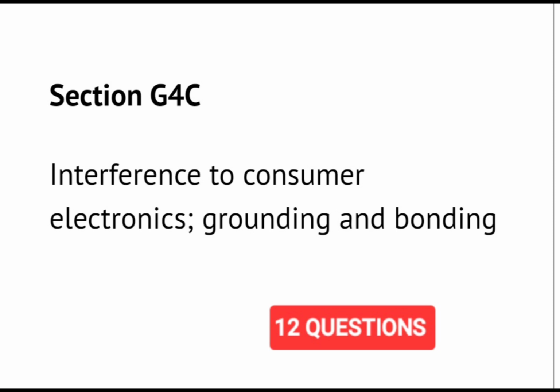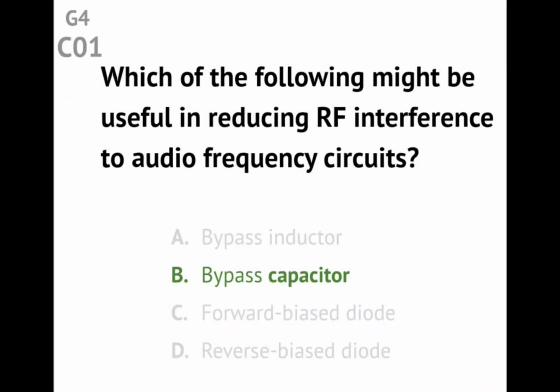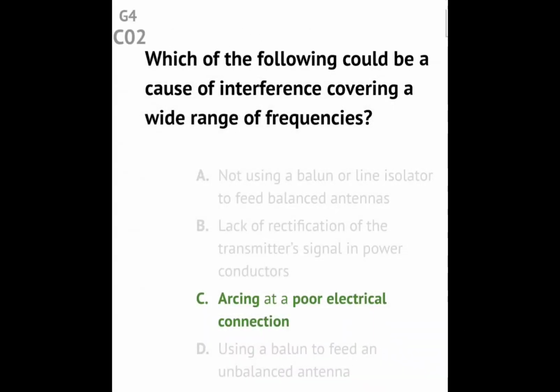Section G4C. Interference to consumer electronics, grounding and bonding. Question G4C01. Which of the following might be useful in reducing RF interference to audio frequency circuits? Answer: bypass capacitor. Question G4C02. Which of the following could be a cause of interference covering a wide range of frequencies? Answer: arcing at a poor electrical connection.